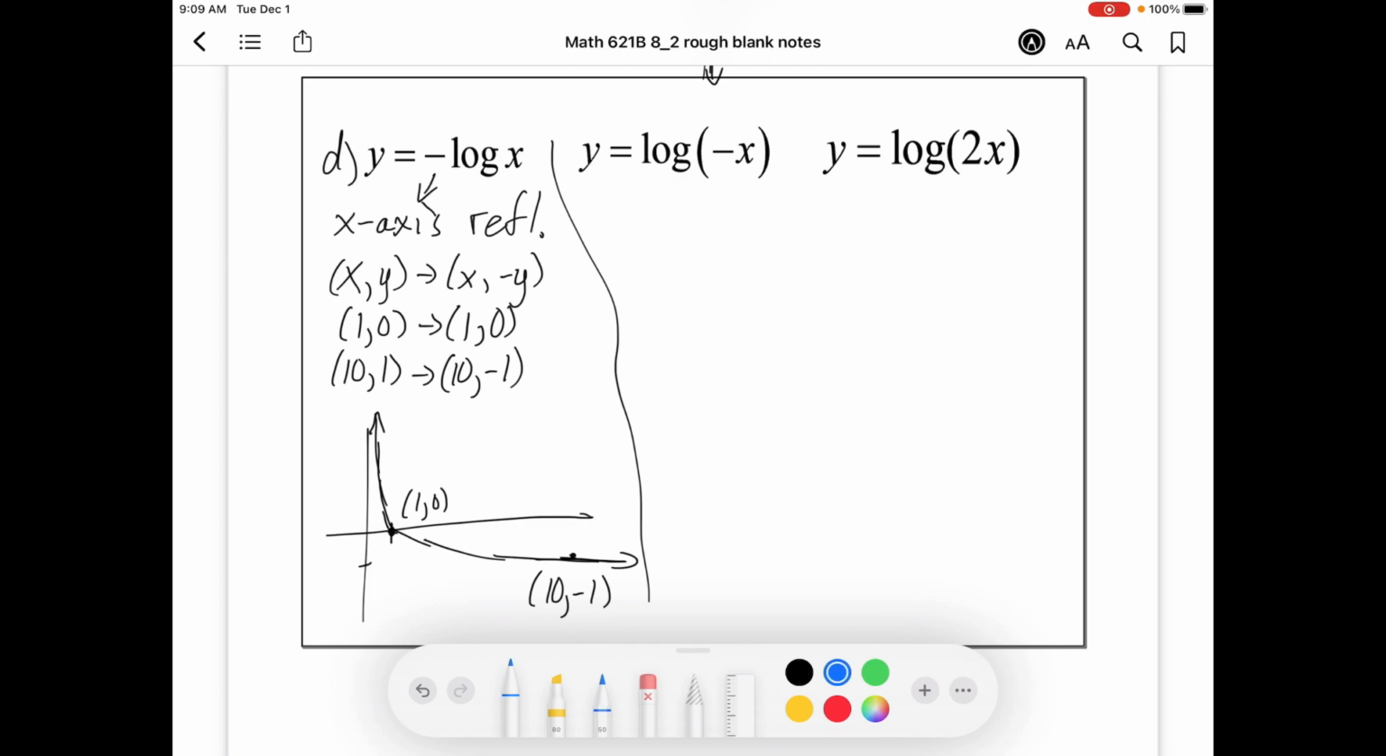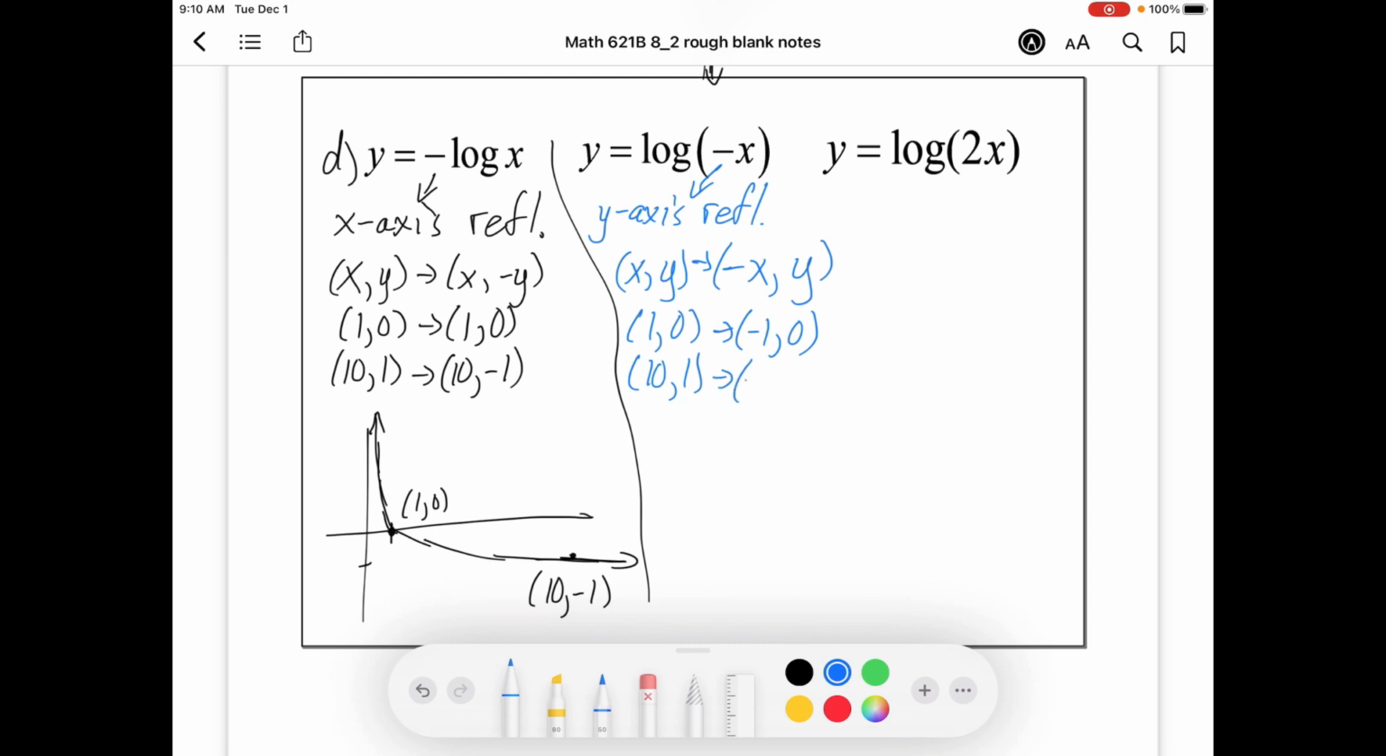All right, next one. We got a negative in front of the x. That's a y-axis reflection. So again, some people are going to be able to do this by inspection. If not, then we'll go to the map. So y-axis reflection means that the x turns negative, and I'll just apply that to the key points, (1, 0) and (10, 1). Let's see what happens. I'll get (-1, 0), and I'll get (-10, 1).